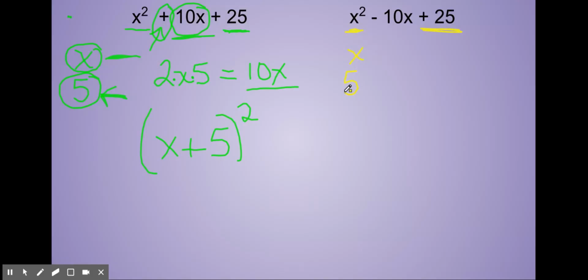Then I ask myself, is 2 times the product of these two, so 2 times 5 times x, equal to this value right here? 2 times 5 times x is 10x. That is equal to this middle term. So then I know I have a perfect square trinomial. All I do to factor this is I write the root of my first term, which is x, the root of my second term, which is 5, and this sign in the middle, so I have x minus 5, that quantity squared. And that is how you factor a perfect square trinomial.